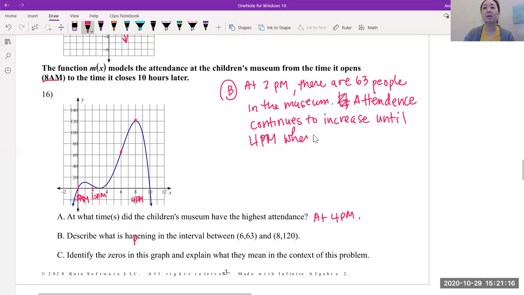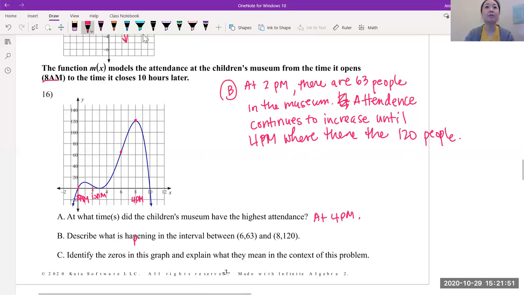Where there are, is it where there are or when there are? When there are, anyways, 120 people. You can write it better than I can, okay? So where there are or when there are, you can choose whichever one sounds better or is supposed to be better. English people, help me out. Okay, when there are 120 people. Yeah, I've described the interval. I described that it was rising. I talked about the 6 and the 63, the 8 and the 120. There we go, happy days.